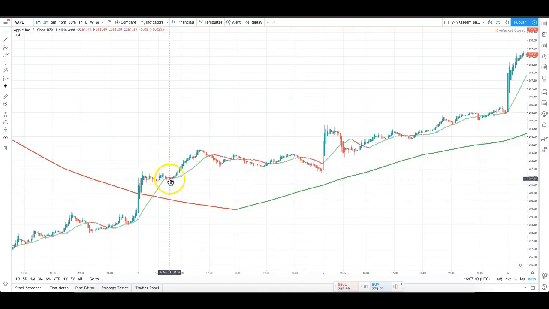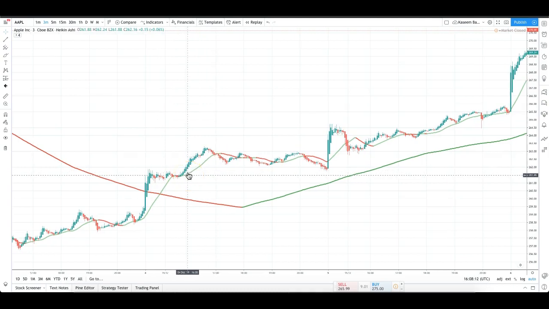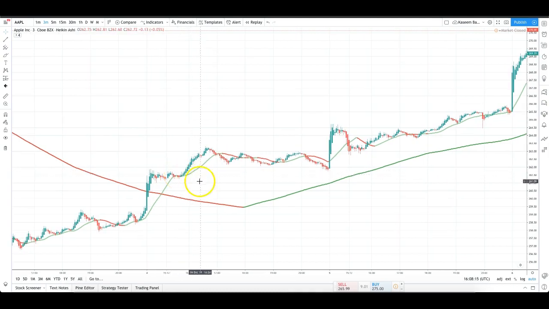So what I like to do with this chart is, when the current price, because each of these candles is 3 minutes, is above the 200 period moving average, and the price goes above it and the 20 crosses the 200 at this point, you're only going to look for opportunities to buy the stock. That means you go long.